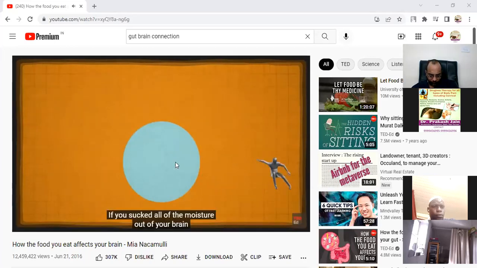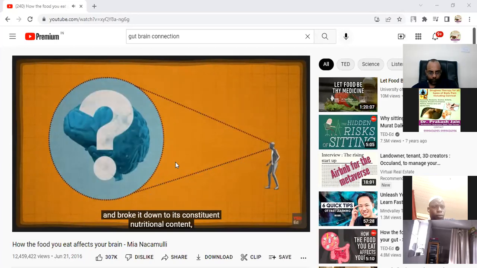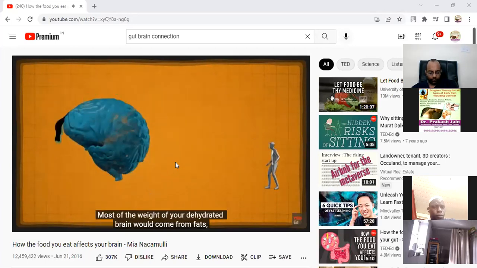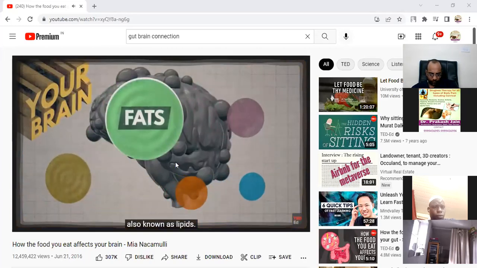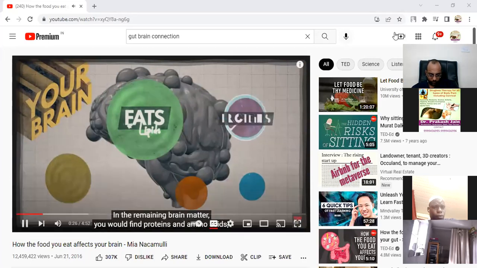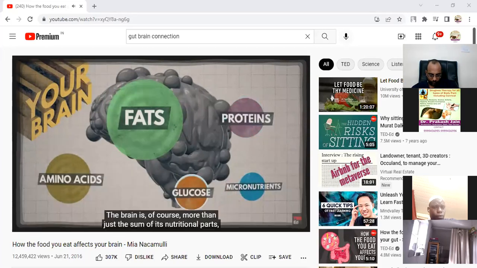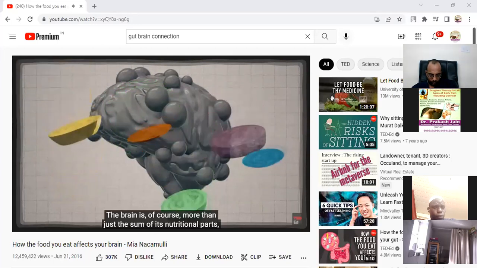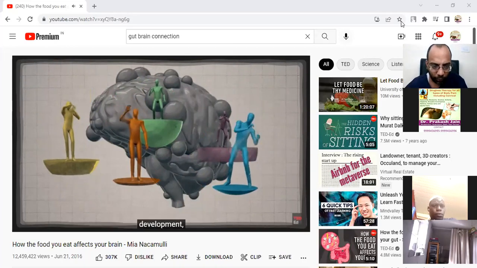If you took all of the moisture out of your brain and broke it down to its constituent nutritional content, what would it look like? Most of the weight of a dehydrated brain would come from fats, also known as lipids. In the remaining brain matter, you would find proteins and amino acids, traces of micronutrients, and glucose. The brain is, of course, more than just the sum of its nutritional parts, but each component does have a distinct impact on functioning, development.